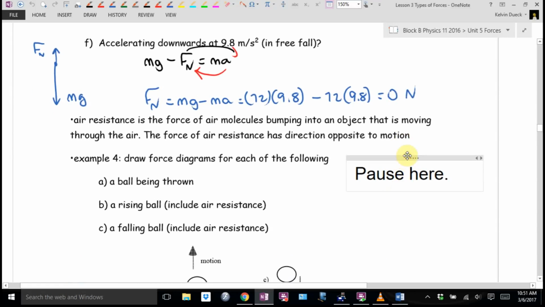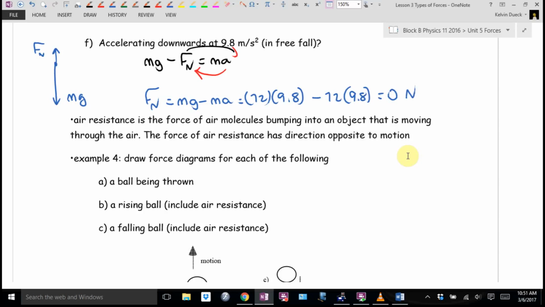And now we're going to talk about another force, the force of air resistance. Air resistance, and I've said this before, but it bears repeating, is a really difficult force. Did I give you the notes? I did? Okay. Air resistance is a really difficult force because it changes all the time.